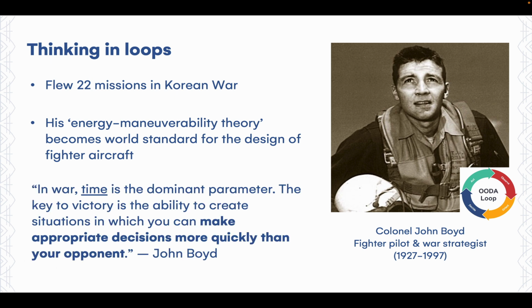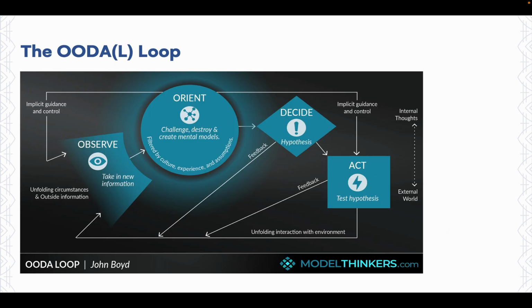John Boyd famously said, "In war, time is the dominant parameter. The key to victory is the ability to create situations in which you can make appropriate decisions more quickly than your opponent." And what he proposed is that the way of making fast decisions in wartime involves going through these same 4 steps: observing, orienting, deciding, and acting.